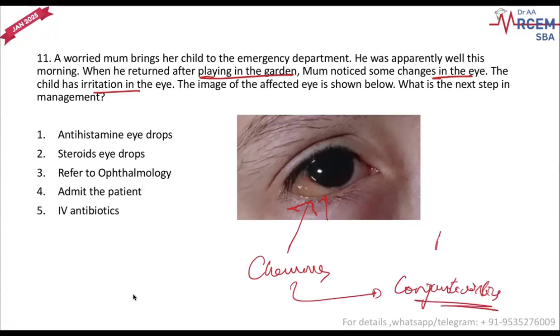We are more thinking of this patient might be having an allergic conjunctivitis, or a viral conjunctivitis, or a bacterial conjunctivitis. We cannot differentiate with the findings that are given. Because he has gone to the garden here, he might have acquired anything.